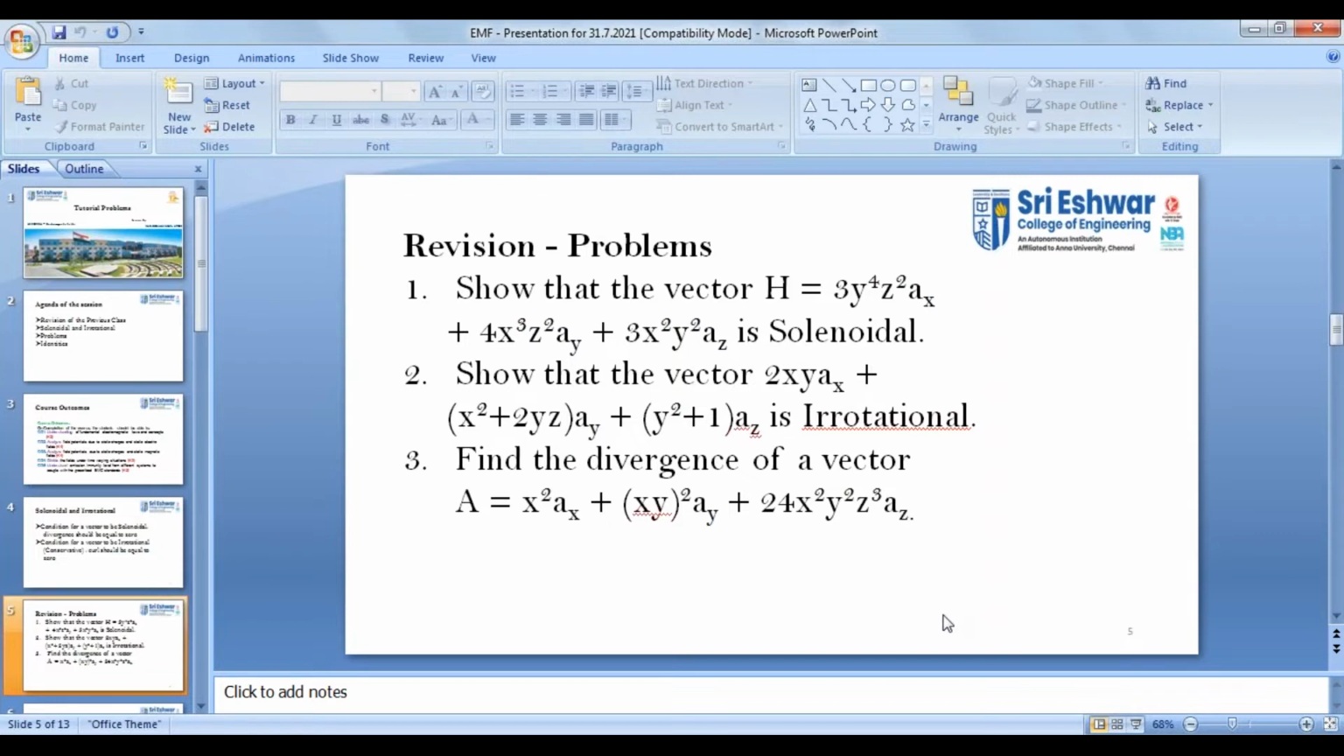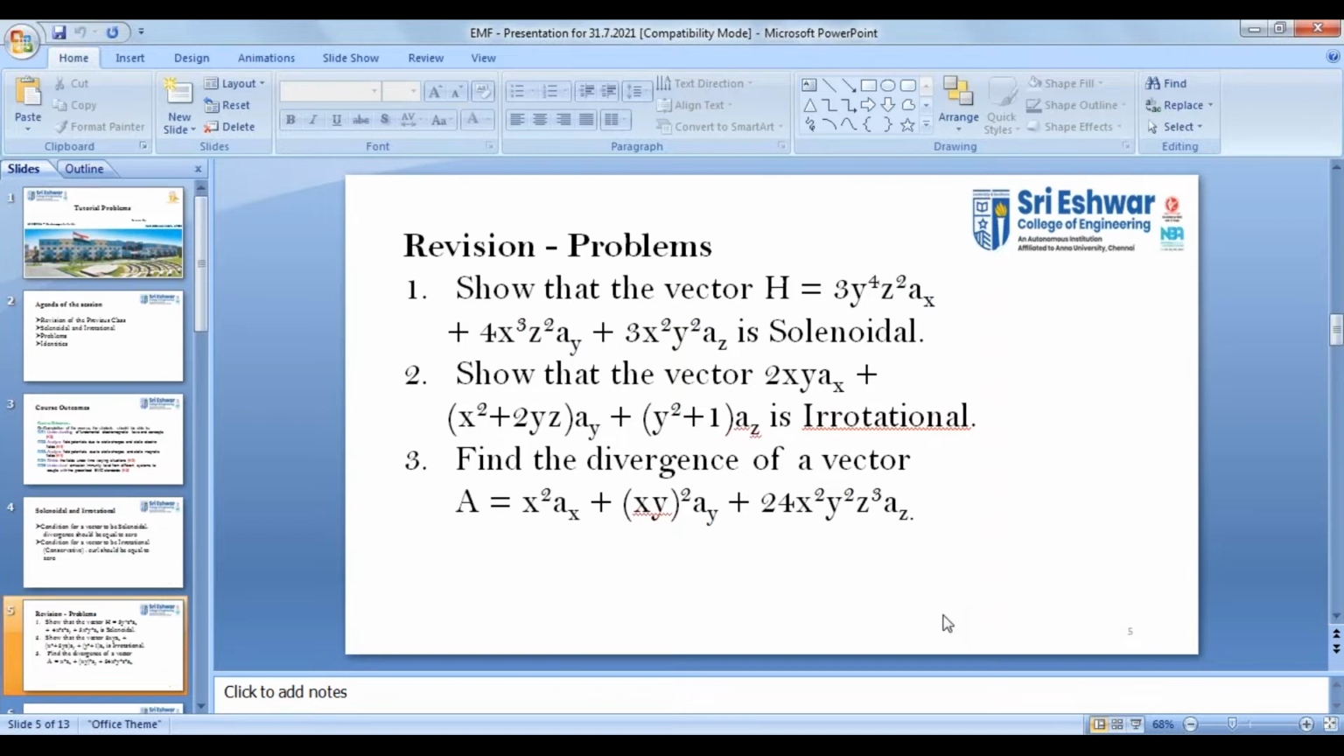So the first question is to show that the given vector is solenoidal. Solenoidal means we have to check whether the divergence of this particular vector H is going to yield 0 or not. In the same way, in the second problem, we have to show that the given vector is rotational or conservative or not.